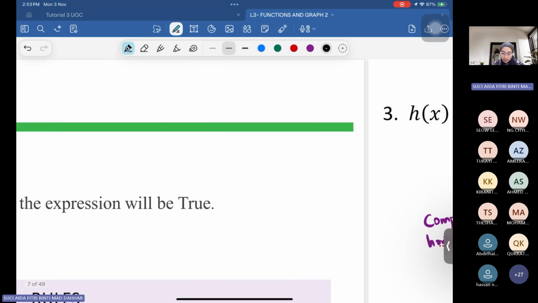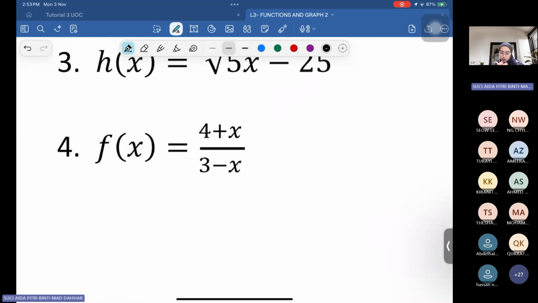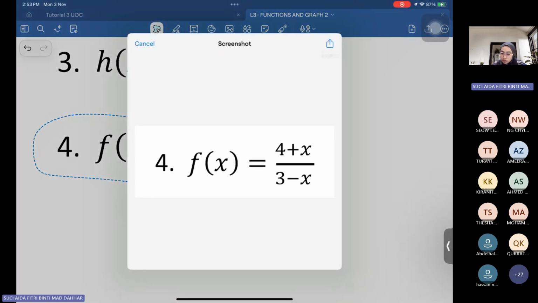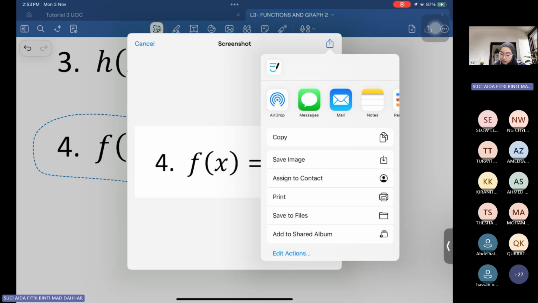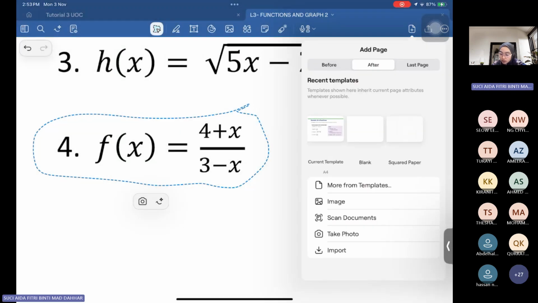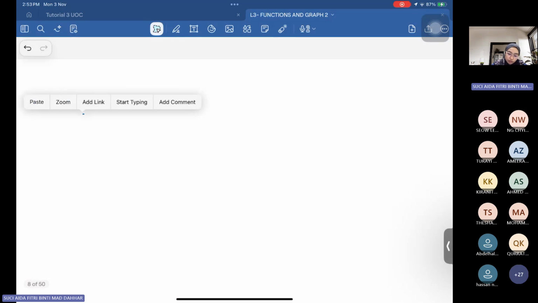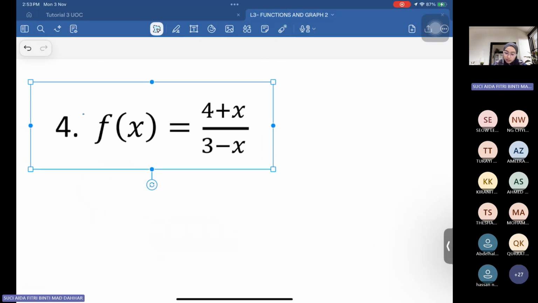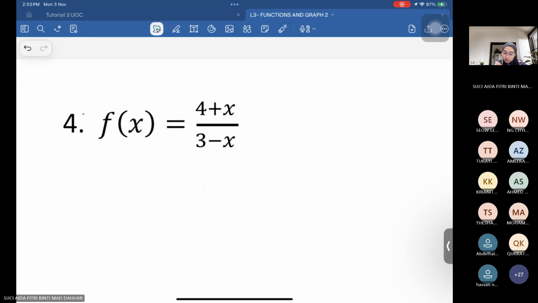Okay, let's move on to the last one. This last one is a bit tricky. But don't worry, in the next chapter, you will be learning about rational functions again, where you will learn how to get your asymptotes, your horizontal and vertical asymptotes. Okay, the one that you were confused about from the previous class. This is similar to the example from the previous class.